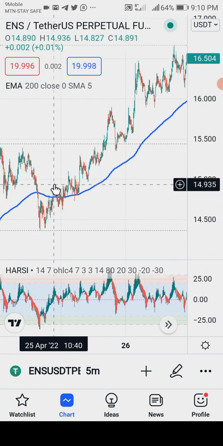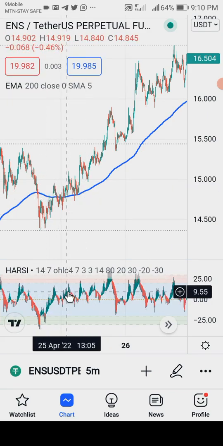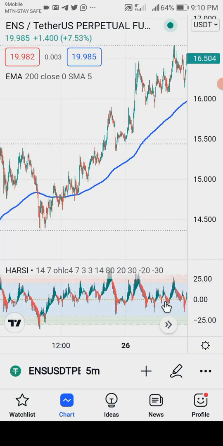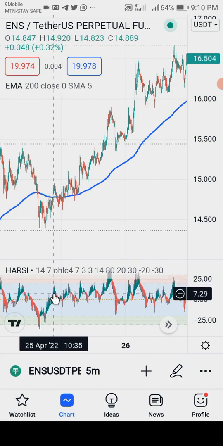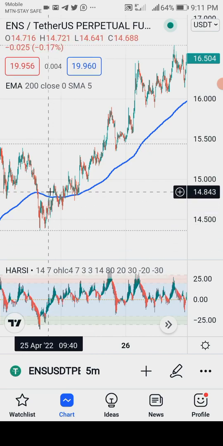Then it's already on the 200 exponential moving average, and it's at the top of this section here. That is from the 0.00 middle line as said above. So we can tell that probably the upward trend is about to start again. That means the buyers have gained more momentum. So we wait for confirmation.